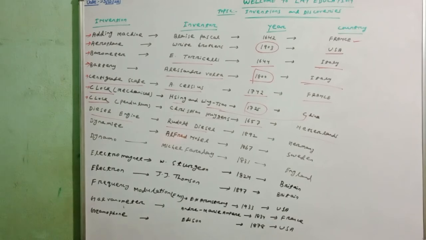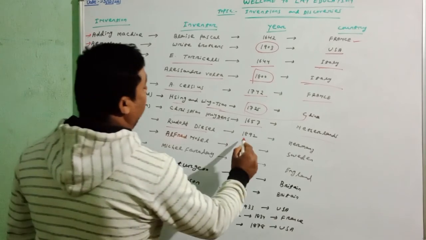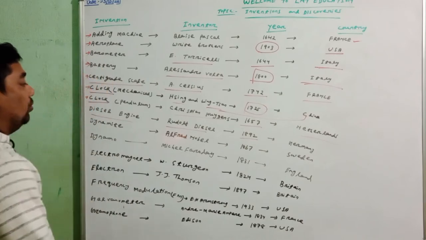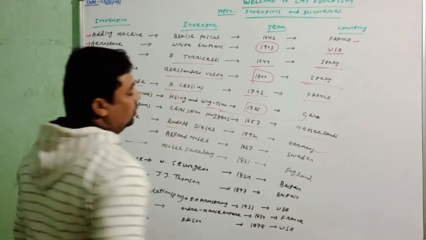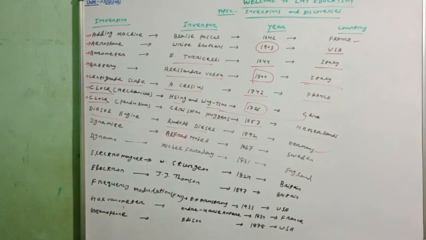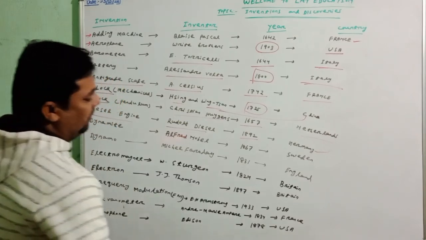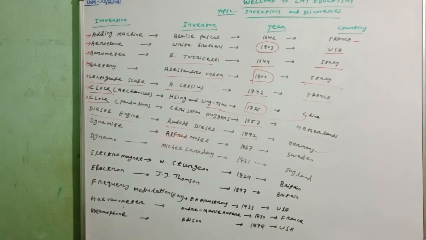Then diesel engine. Rudolf Diesel is the inventor, and it was discovered in the year 1892. He belongs to the country Germany. Germany means automobile. Automobile means Germany. Germany is very strong in the automobile sector.